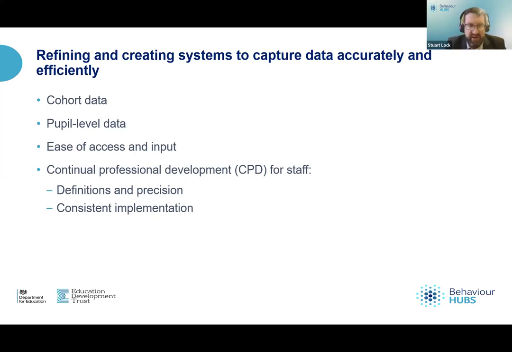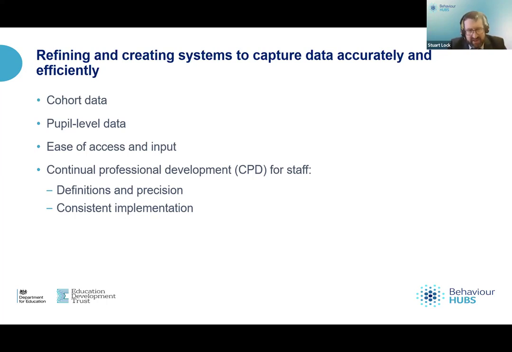Refining and creating systems to capture data accurately and efficiently. When creating or adjusting systems to capture data, it is important to ensure that the system will gather all of the data you need and then disaggregate data by cohort, group, characteristic, and so on to enable you to explore different elements. So, cohort data. It's important to be able to look at the data around groups of pupils and staff. Looking at whole school cohort data provides the headline news on how things are going. Digging into year groups, key stages, form groups, and teaching sets provides a more detailed picture and allows schools to identify those areas that need further exploration.